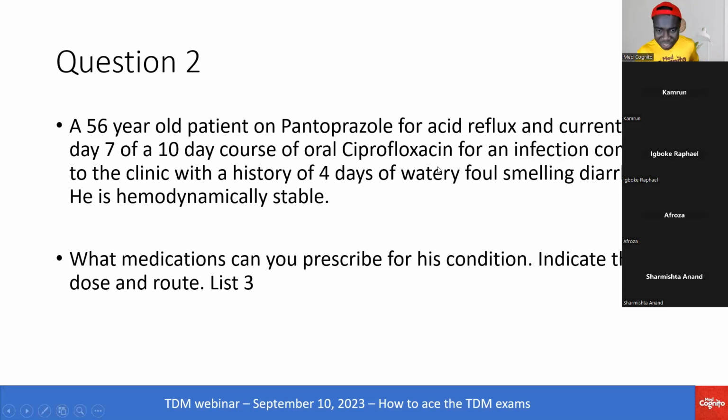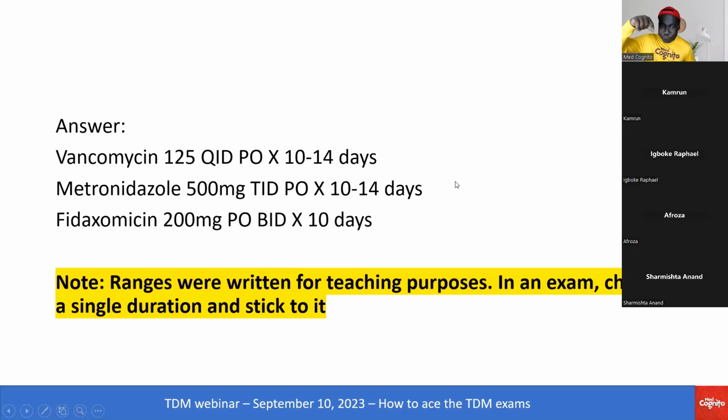Metronidazole. Beautiful. Metronidazole. So let's go. So vancomycin, 125 QID. Look at the way we're writing it. PO times 10 to 14 days.